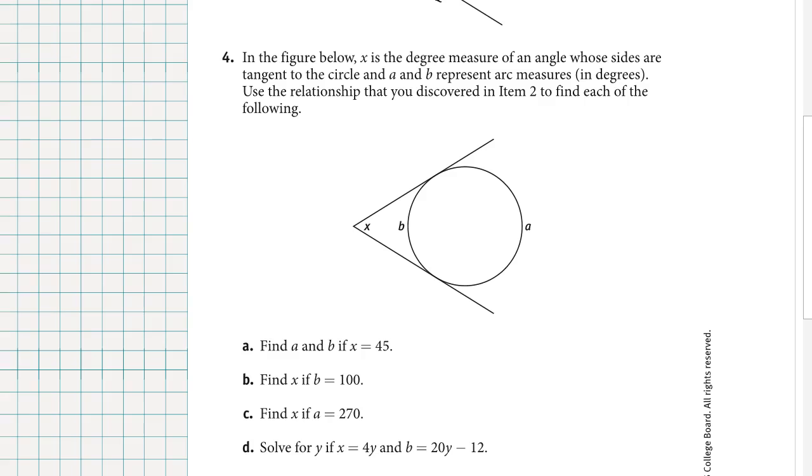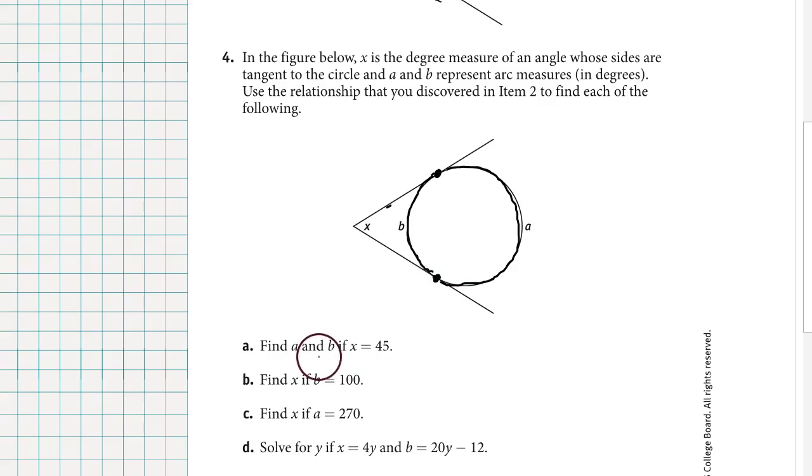Let's jump ahead to question 4 and try some more samples. In the figure below, x is the degree measurement of an angle whose sides are tangent lines to the circle. So this side of that angle is touching the circle at that dot, and then this side of the angle is touching the circle at that dot. Those are tangent lines because they each touch the circle at only one point. A and B are the measures of those intercepted arcs. So this curved portion is the B, and then this longer curved portion is the letter A.